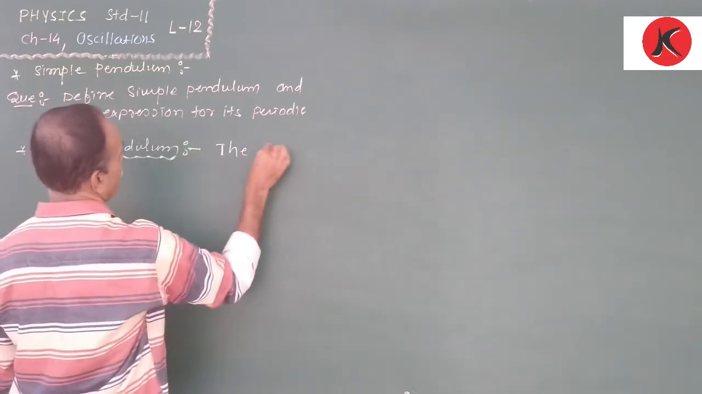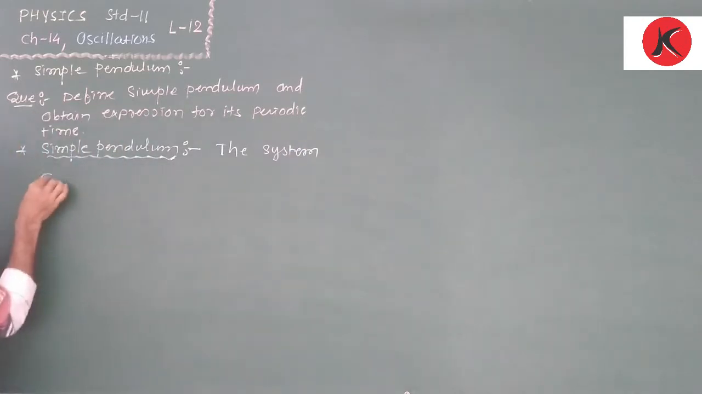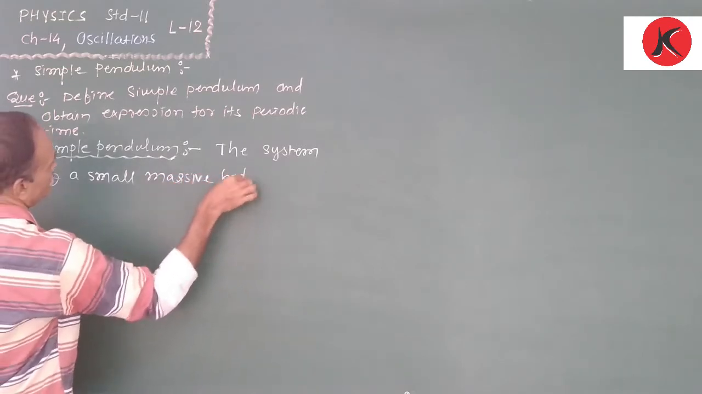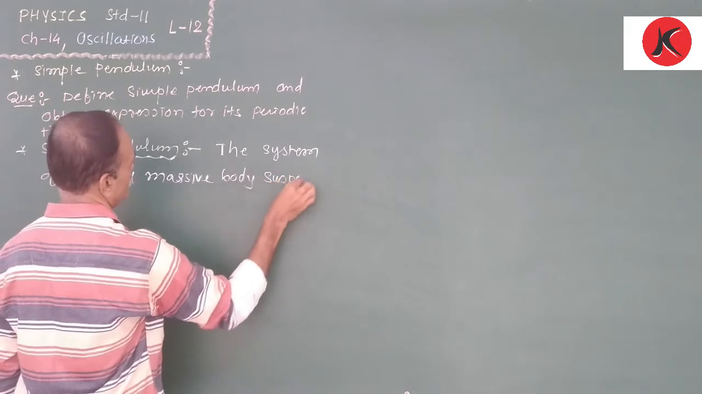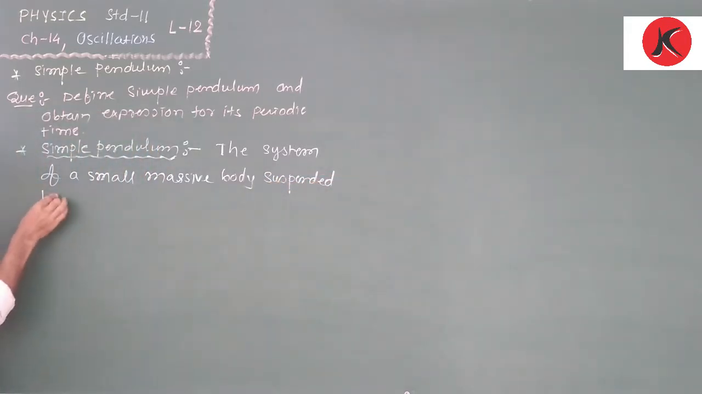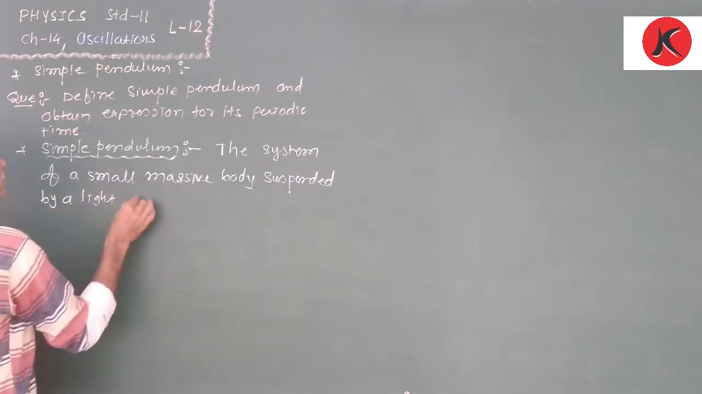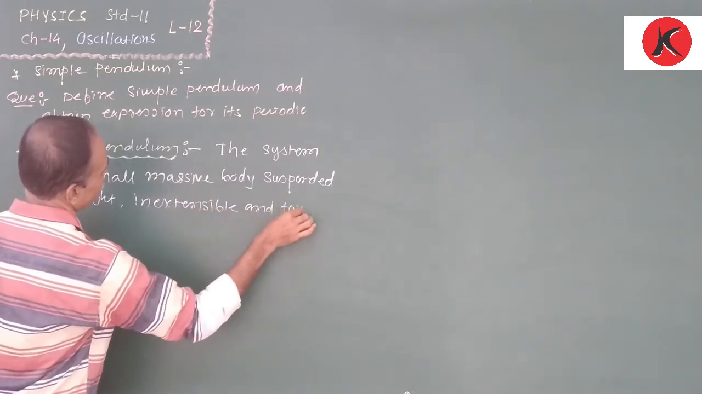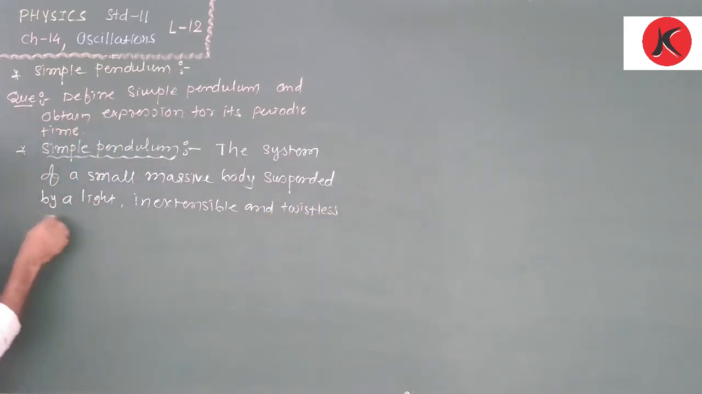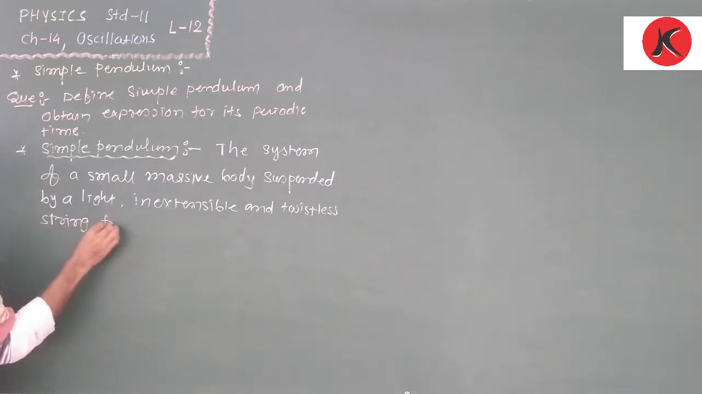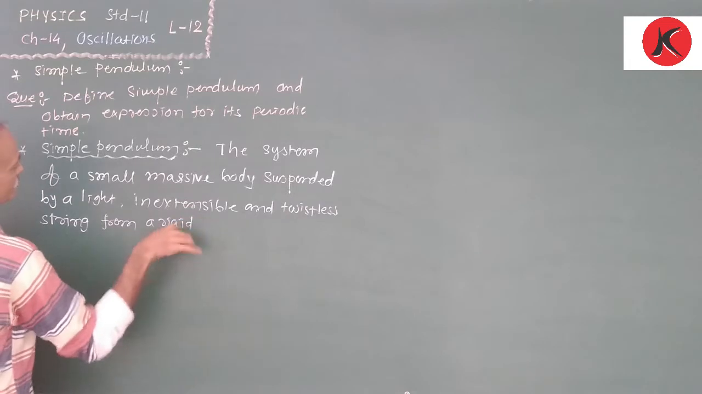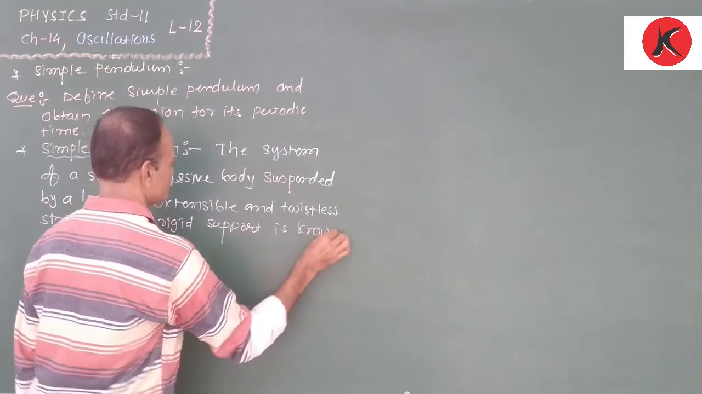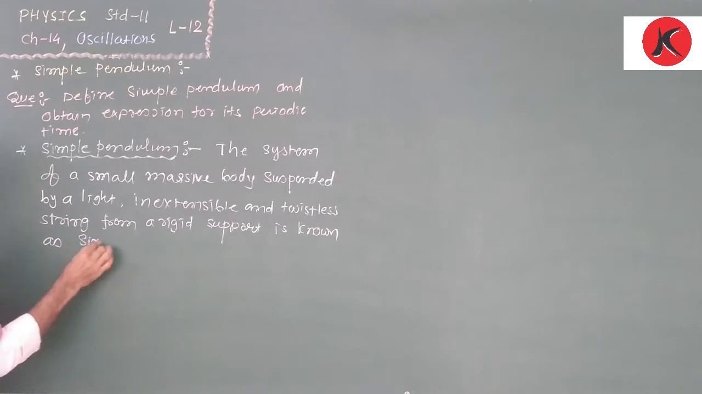The system of a small massive body suspended by a light, inextensible and twistless string from a rigid support is known as simple pendulum.